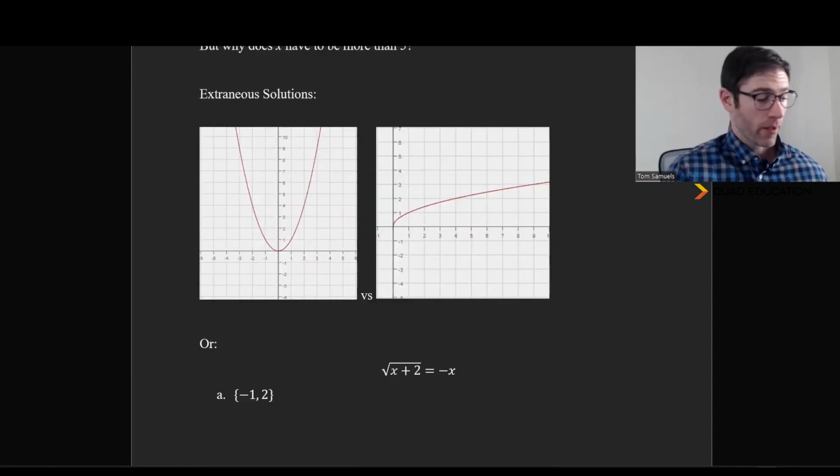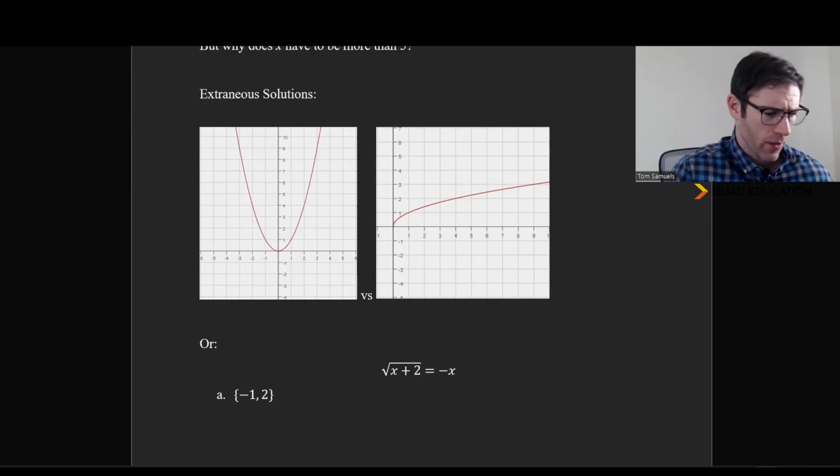For now, though, we're going to talk about extraneous solutions. So first of all, what does extraneous mean? Well, extraneous just basically means extra. And in this case, extraneous means it looks like it would work, but it actually doesn't.